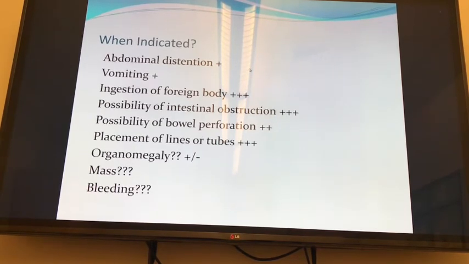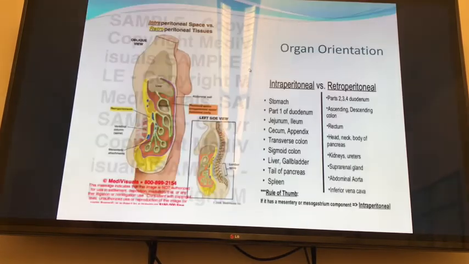So, when do we do an X-ray? It's really pretty general. It's really based on a suspicion. If you've got a lot of distension of the abdomen, or you're worried about a foreign body, that's pretty clear cut. But really, if you're worried about obstruction or perforation, or sometimes for placement of an NG tube, it can be of help. Some of the other things like masses and organomegaly, bleeding, much less so. As I said, we'll get a lot more info from ultrasound when we can do that more.